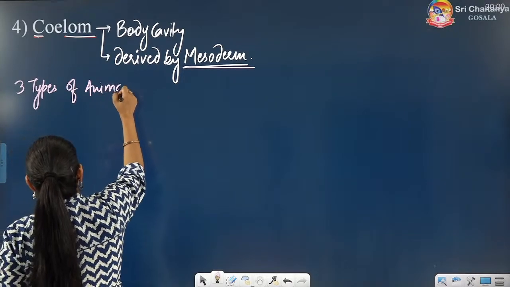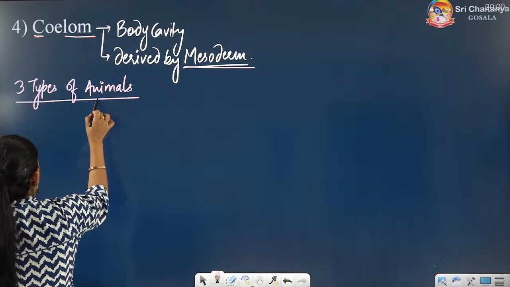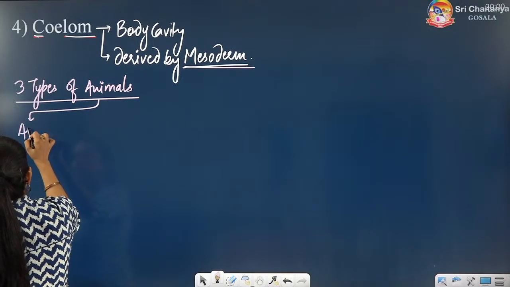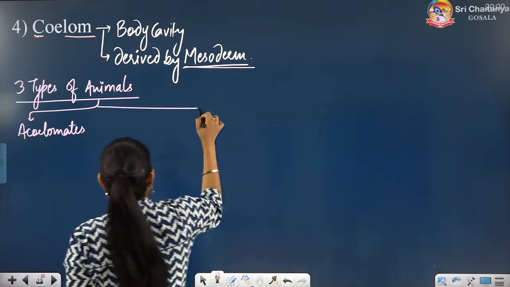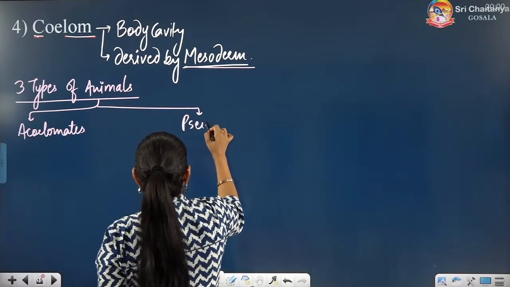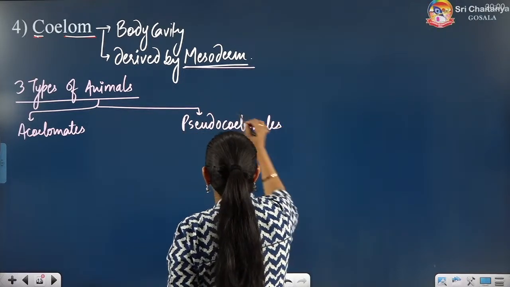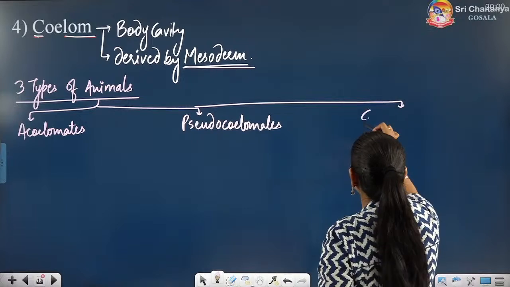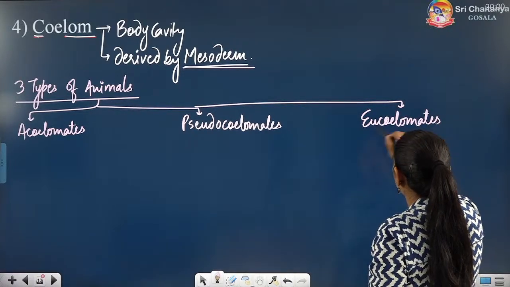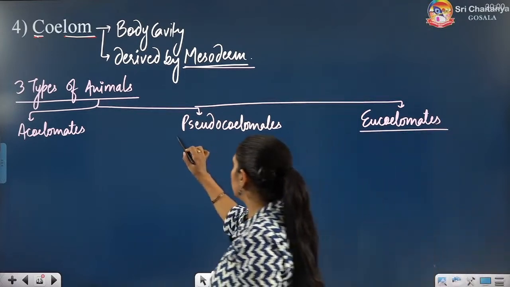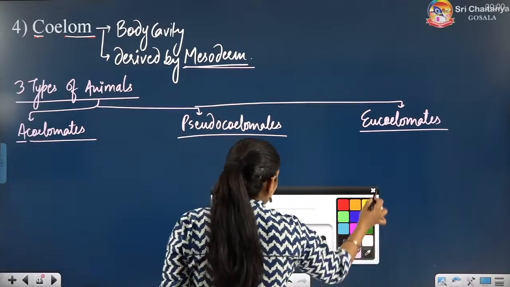One are those in which there is no coelom, those are known as acoelomates. Then there are pseudocoelomates, and then there are eucoelomates. Eucoelomates are true coelomates. I will be showing you the true coelom, false coelom, and no coelom.